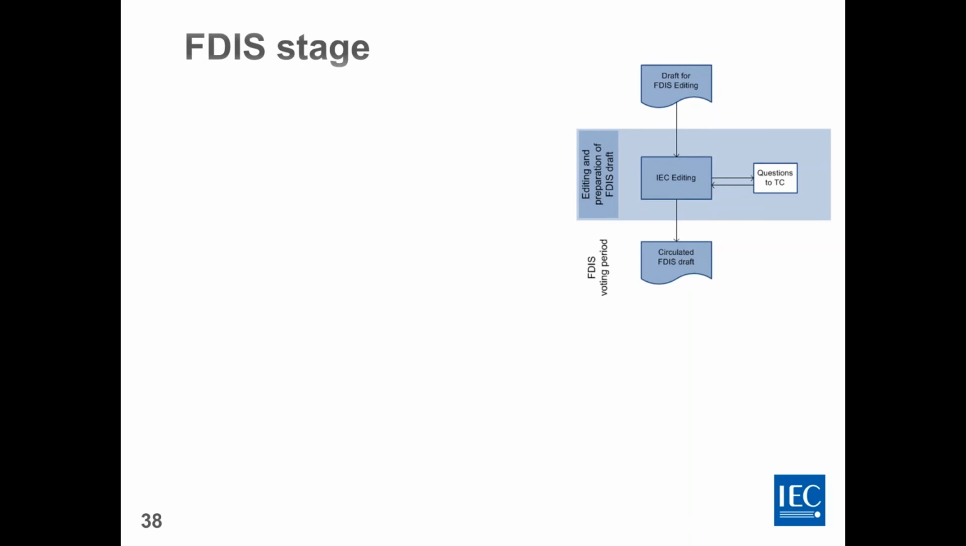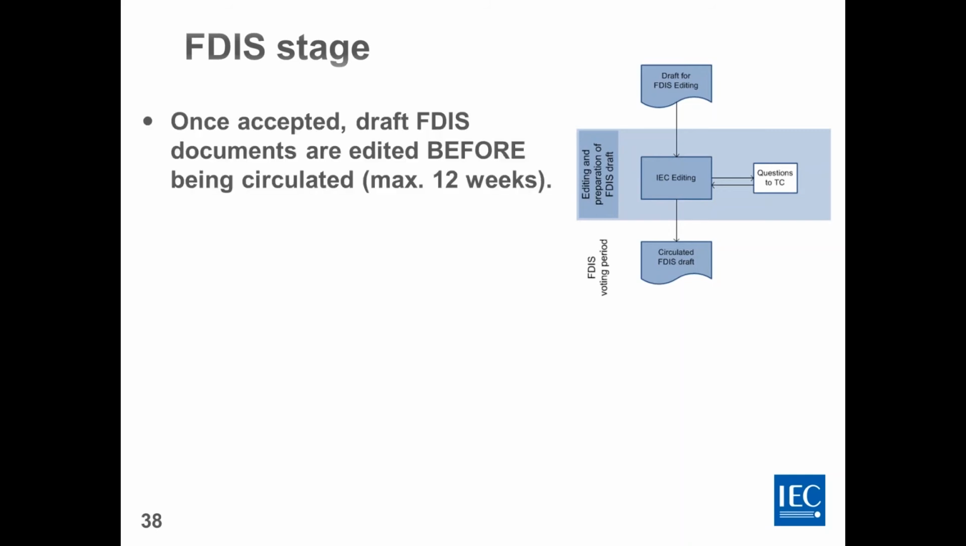In theory, once a FDIS draft is accepted, we have 12 weeks to edit it and circulate the document for vote. In reality, we work much quicker than that, and we get most documents out for vote within 6 weeks. At this stage, rather than working in track changes mode, we should have fewer questions to deal with because we've already edited the document at the CDV stage, and any questions that we have will be sent to you, the secretary, who is responsible for providing answers.